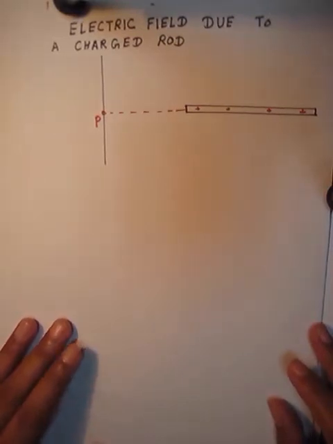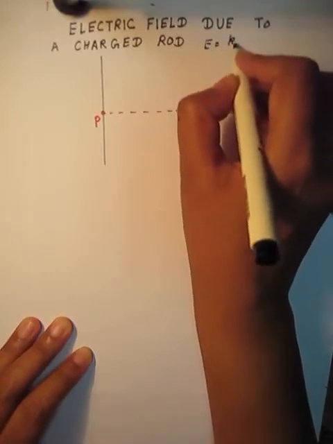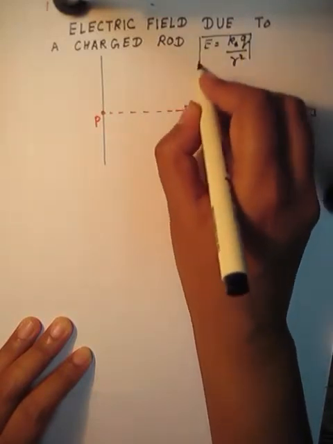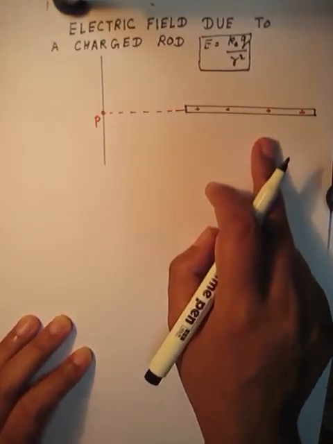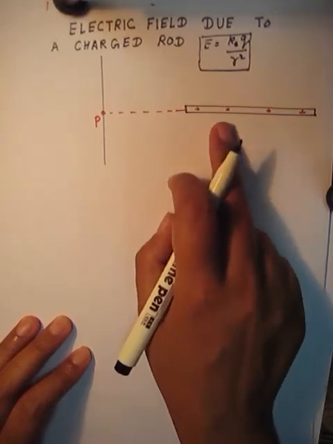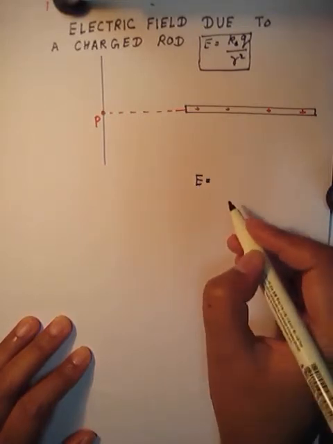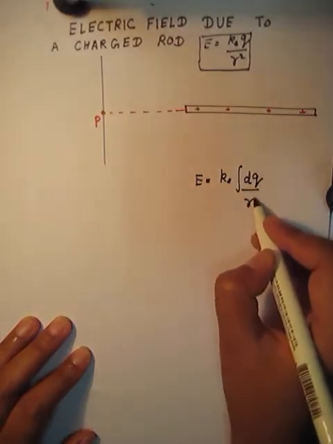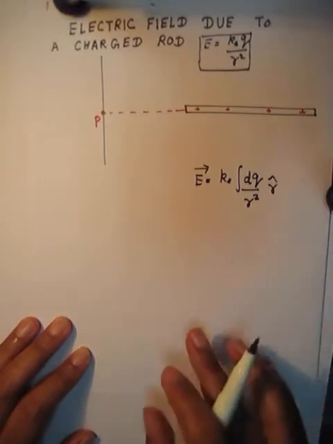Now in order to find the electric field, we have two expressions. One is for a point charge, where the electric field is equal to Ke q upon r square. But now this is not a point charge, it is an extended object. So in order to find the electric field due to this extended object at this point, we'll be using the expression: electric field is equal to Ke integral of dq upon r square, and if it is a vector you can use the r unit vector.